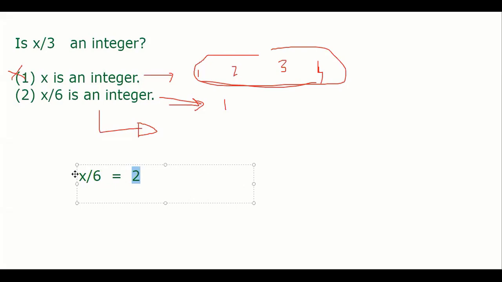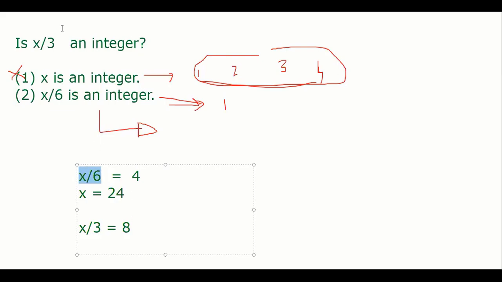Take any value of x. Tell me any value of x by 6. 4. What is x? 24. And what is x by 3? 24 by... Okay, it will always come out an integer, because x by 6 means x is a multiple of 6.